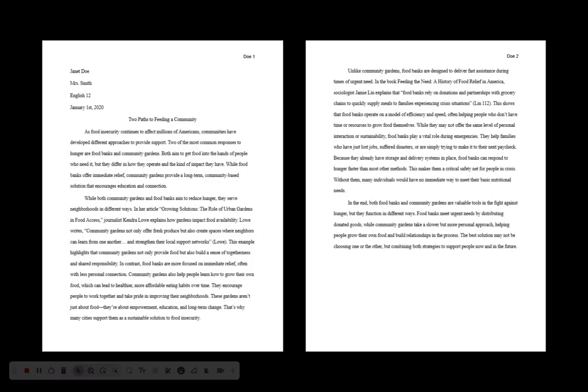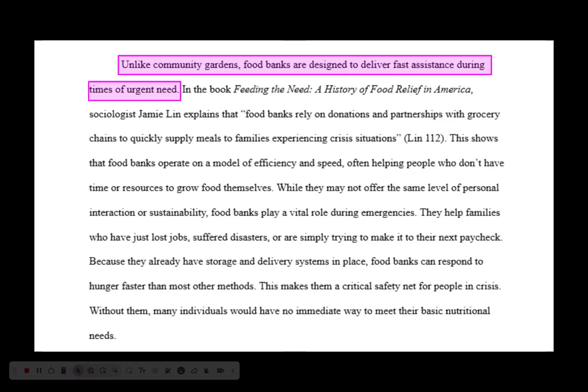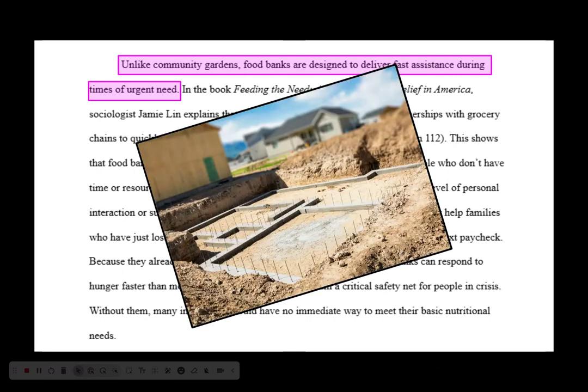So we're going to take a quick example look at a PIECE paragraph within this essay. So we're going to zoom in on this one right here. So our point in this particular example is this very first sentence. Unlike community gardens, food banks are designed to deliver fast assistance during times of urgent need. So think of the point sentence like the foundation of a house, just in the same way that it's kind of important for your house to stay standing.